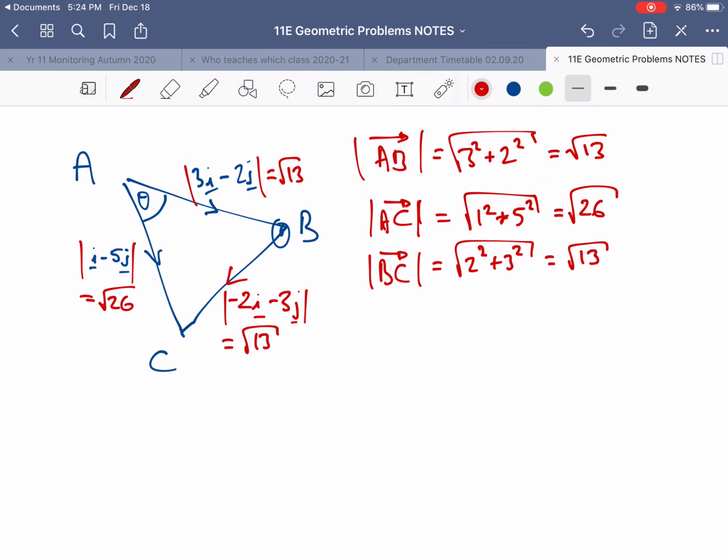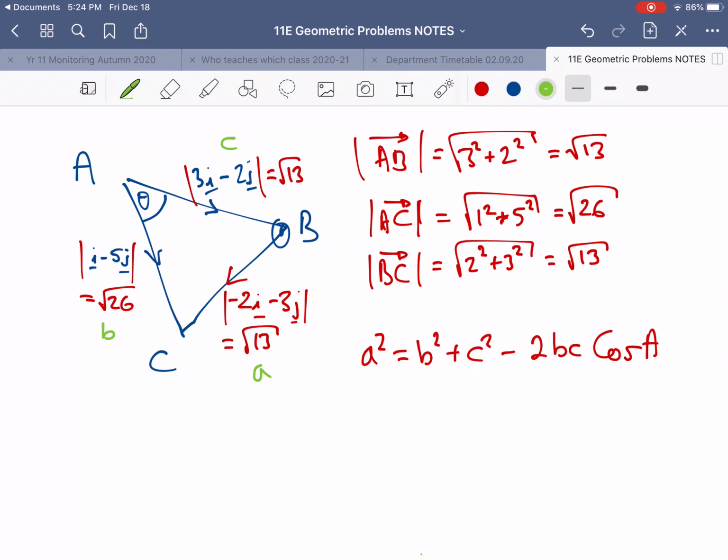So now just apply the cosine rule. As a reminder, the cosine rule is a squared equals b squared plus c squared minus 2bc cos of A. It's nice that everything seems to be labelled correctly. We've got our angle at point A, which is nice. So this length is little a, this length here is little c, and this length here will be little b.